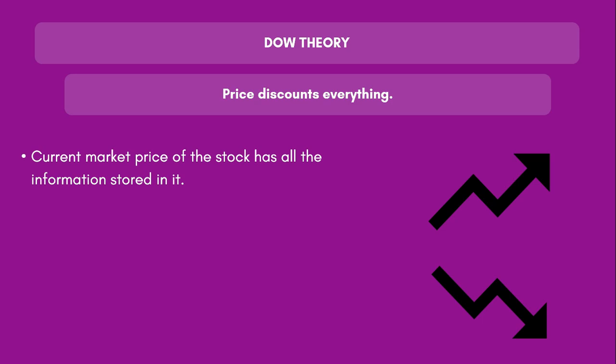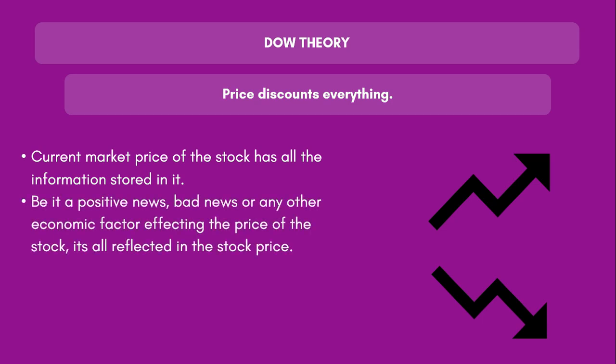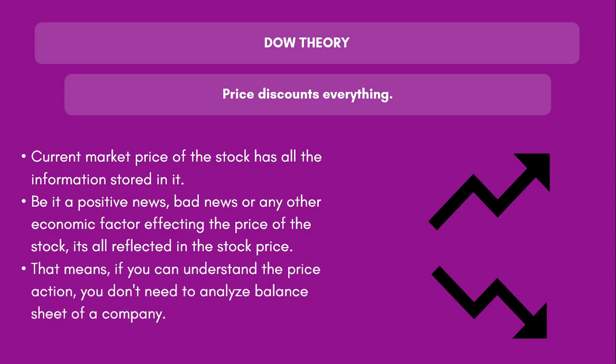So any news or any factor that can influence a company, be it positive news or bad news or any economic factor, is directly reflected in the stock price. That is why we say price discounts everything. So you can understand the price action and forecast in which direction the stock is going to go without even touching the balance sheet of a company. Now this is the best part about Dow theory.